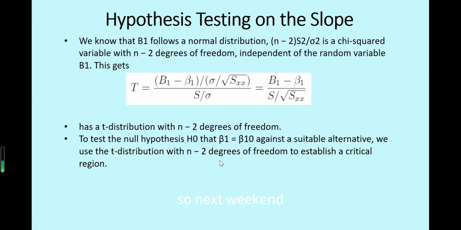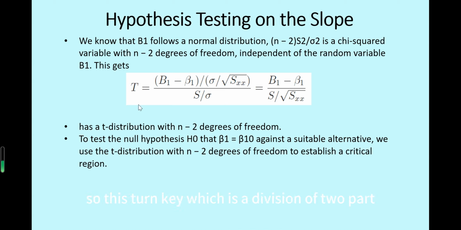Next we can do hypothesis testing on the slope. The slope parameter b1 is the most important one, which we will focus on in linear regression. b1 comes from x and y, and the y value follows a normal distribution, so b1 also follows a normal distribution. And the term n minus 2 times s squared divided by sigma squared follows a chi-squared distribution with n minus 2 degrees of freedom.